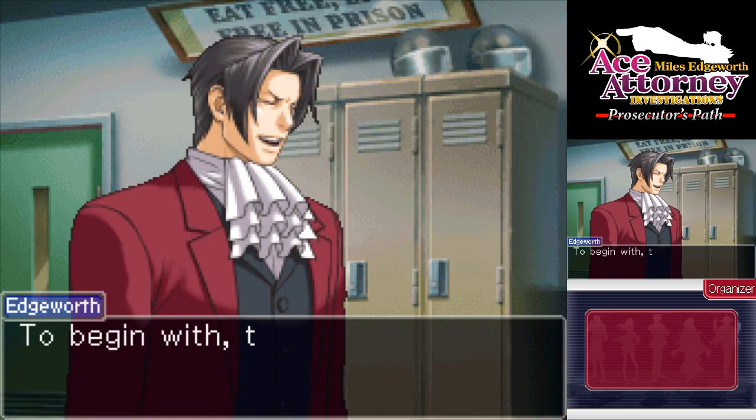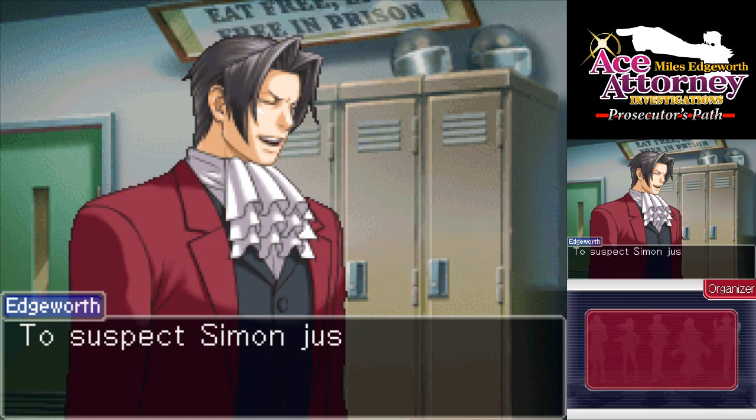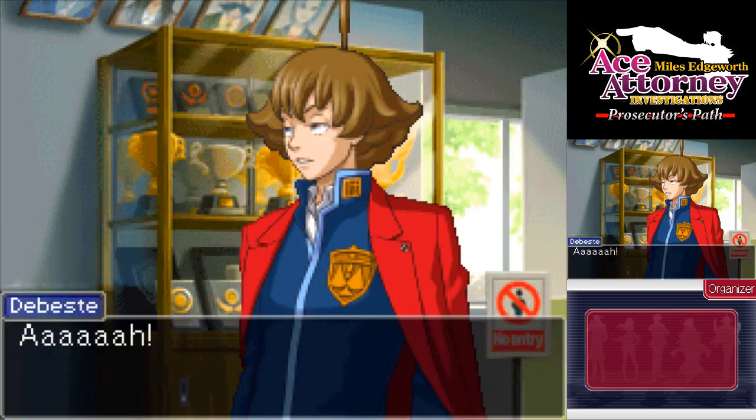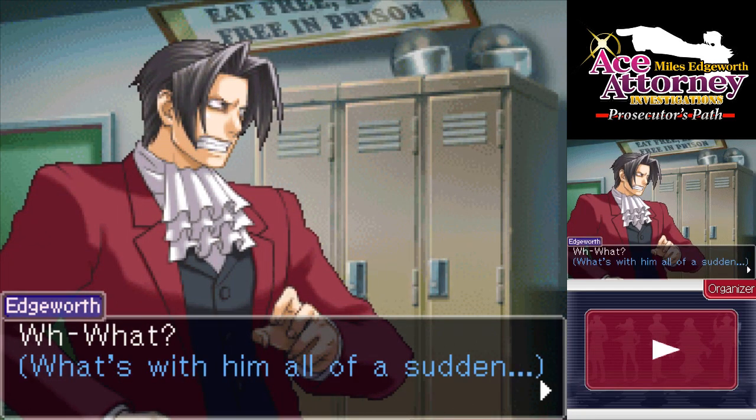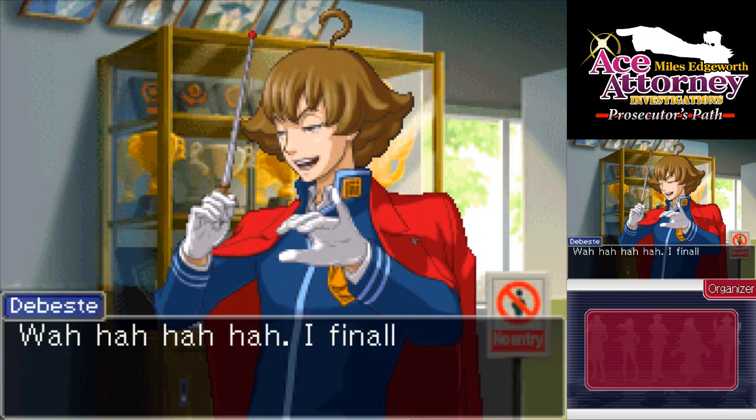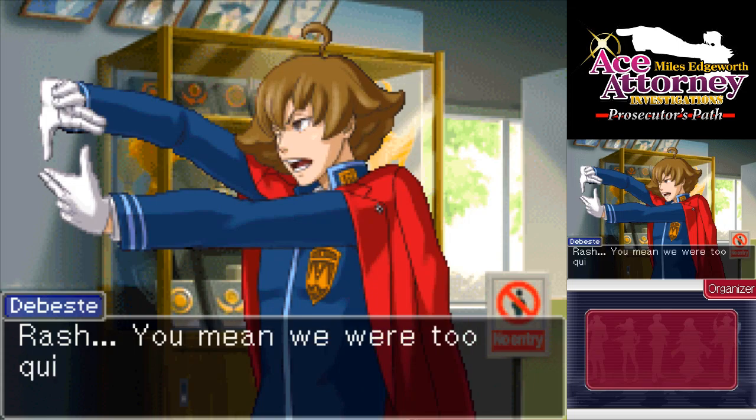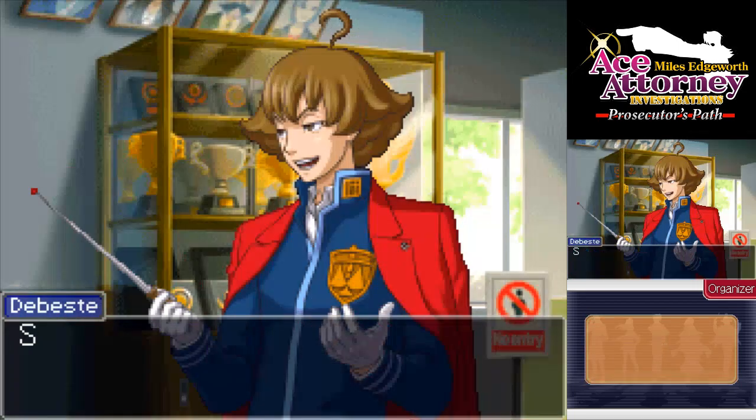Rash? To begin with, this incident occurred in the detention center in the prison. To suspect Simon just because he isn't a prisoner or a guard is a little unreasonable. Ha! What? What's with him all of a sudden? I finally get what you're trying to say. Rash, you mean we were too quick to arrest the guy, right? He was stuck on that?